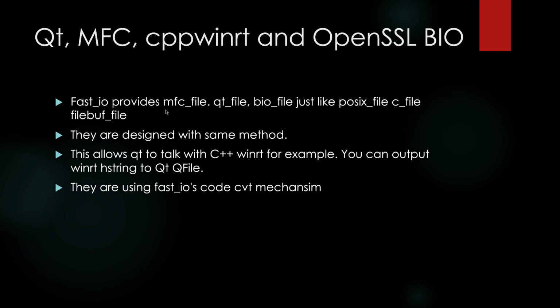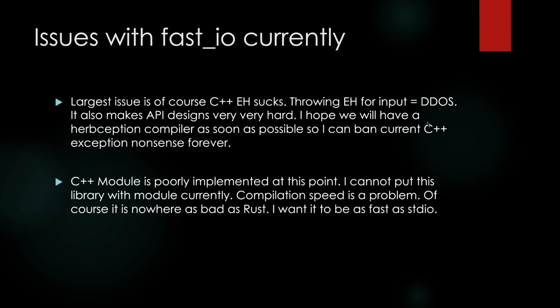So the issues with FastIO currently, the largest problem is of course iostream. It just sucks, right? Even through exceptions, it's basically denial of service, making it very hard to design APIs. So I hope we can have a compiler that supports a new mechanism, so we can just ban the exceptions forever, and we can design the library with the new mechanism.